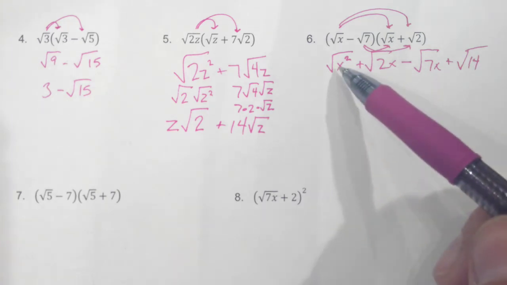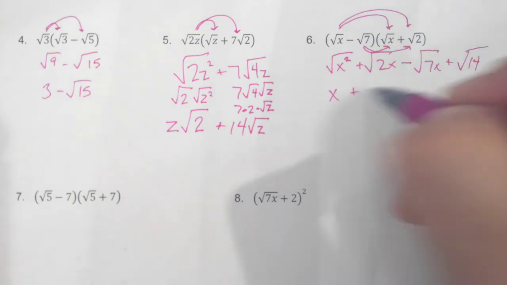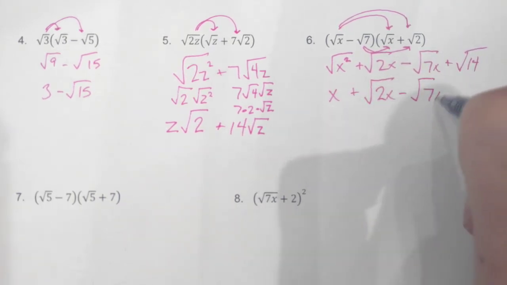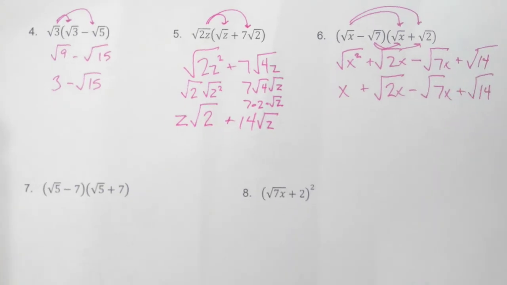Well, x squared is a perfect square. The square root of x squared is x. 2x would not simplify. No perfect square divides 7. No perfect square divides 14. So there's your final answer on 6.